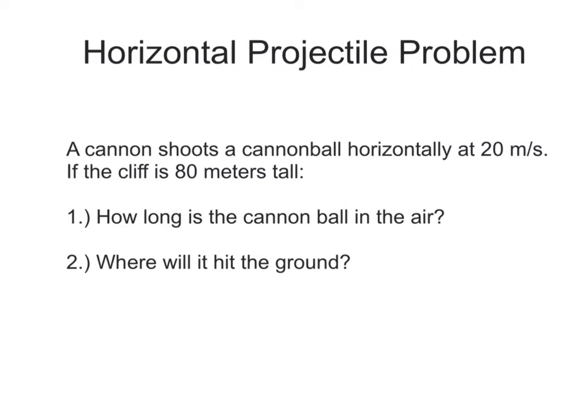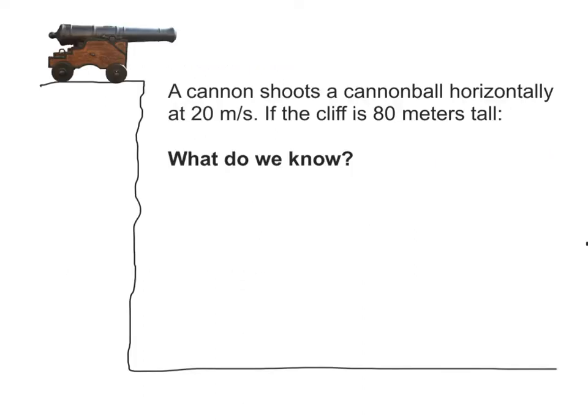We want to first see how long the cannonball is going to be in the air, and second, where it is going to hit the ground. So let's break this down a little bit. I know we've done a lot of problem solving in this class, but I just want to walk through how I think through these kind of problems. So first of all, if we have a cannon that's shooting a cannonball horizontally at 20 meters per second, and if the cliff is 80 meters tall, what do we know?